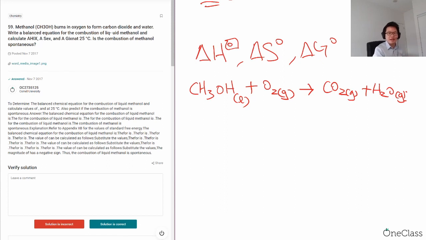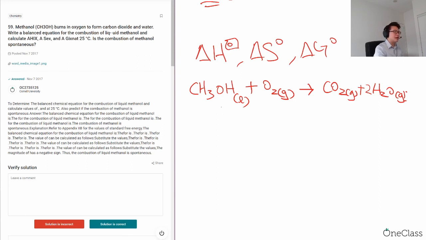The next step, we are going to balance the chemical reaction. On the left, we have one carbon, so we only need one carbon on the right. We have one carbon from CO2, that is fine. And then on the left, we have 4 hydrogens. On the right, we only have 2 hydrogens. So we have to put 2 in front of water to make sure we have the same number of hydrogens. So we have 4 hydrogens on the right and 4 hydrogens on the left.